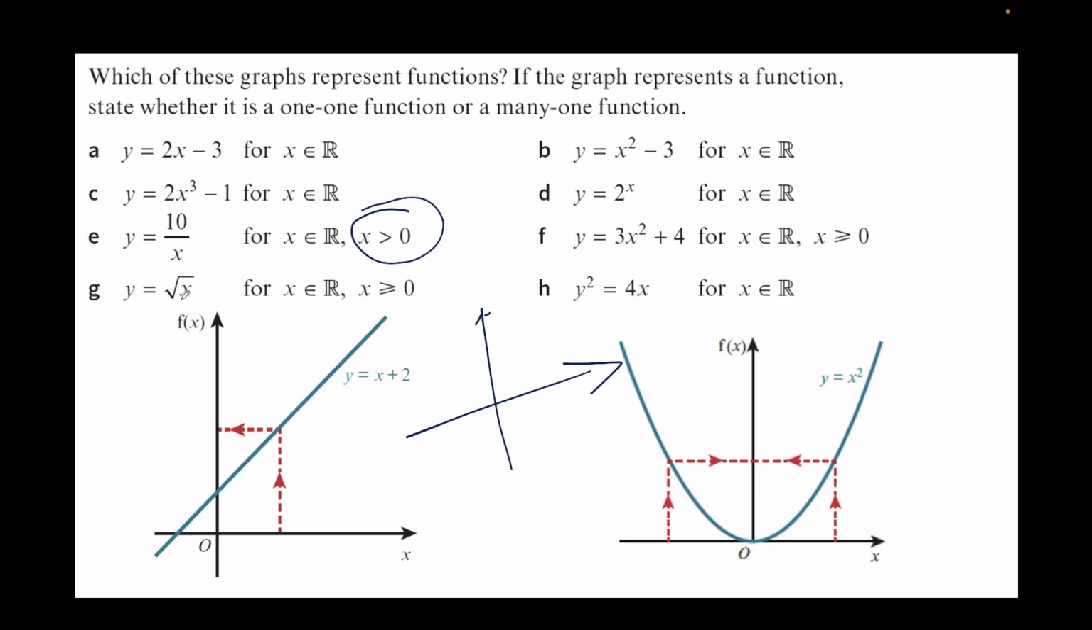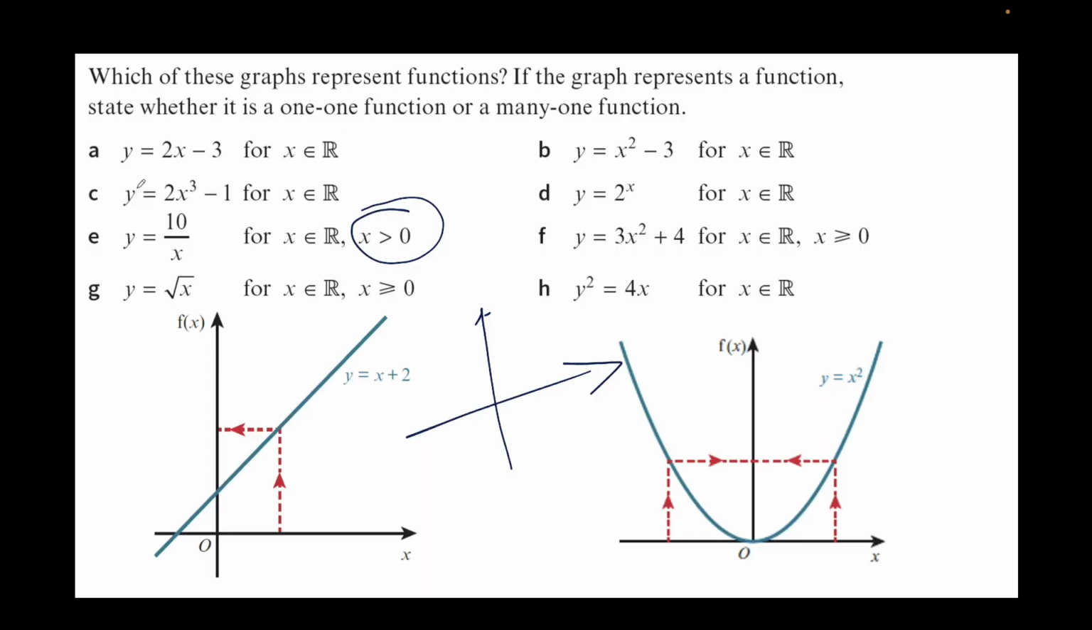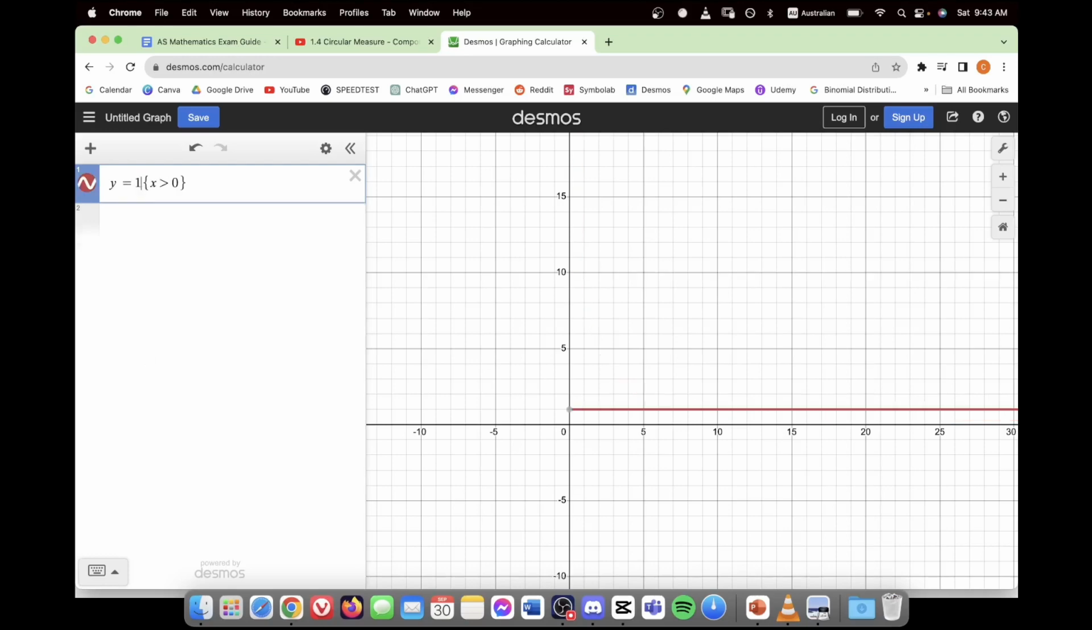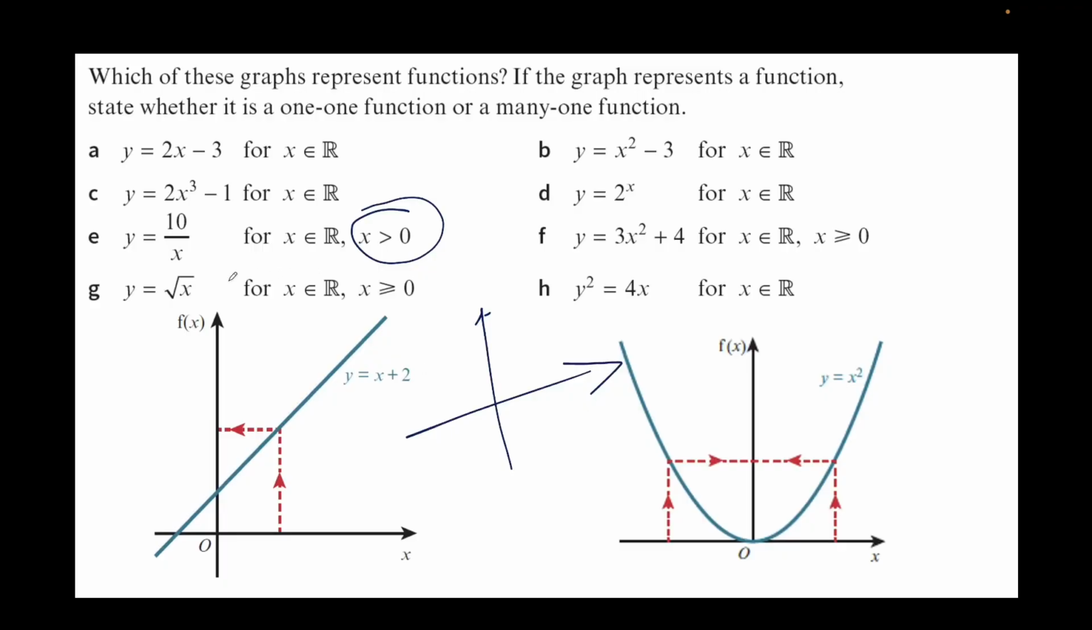Number G, y is equal to square root of x for x bigger than or equal to 10. Square root of x is just x to the power of a half. No confusion there. Now my point is, look at this. Is this 1 to 1? It's 1 to 1. Yeah? G is 1 to 1. Next, x squared minus 3 for x part of real numbers.